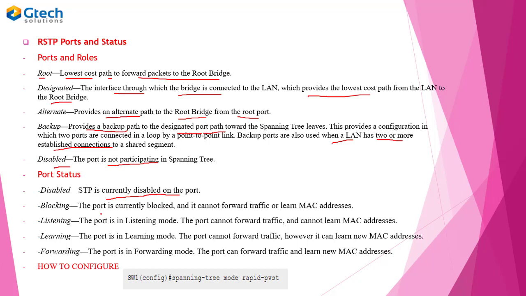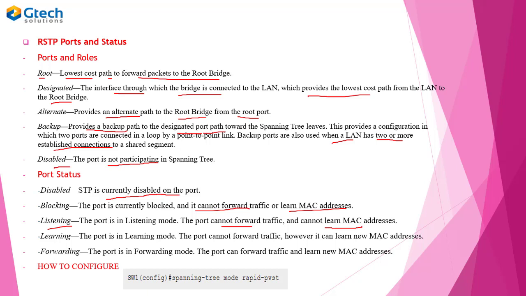Blocking status. A port is in blocking state when it cannot forward traffic or learn MAC addresses. Guys, in exams, this is the most asked question; states in STP or RSTP are the same thing. Ports in a blocking state cannot forward traffic or learn MAC addresses. Then the port in listening state cannot forward traffic and also cannot learn MAC addresses.